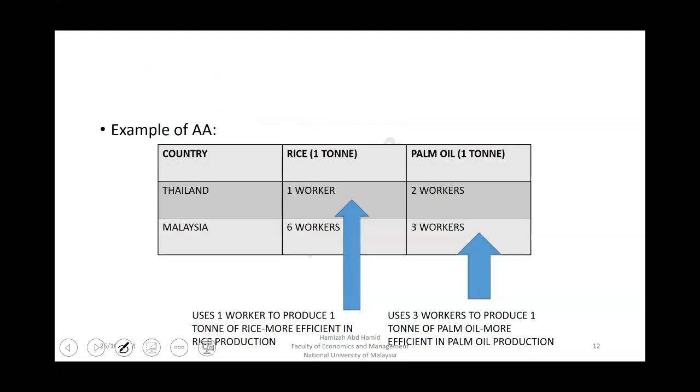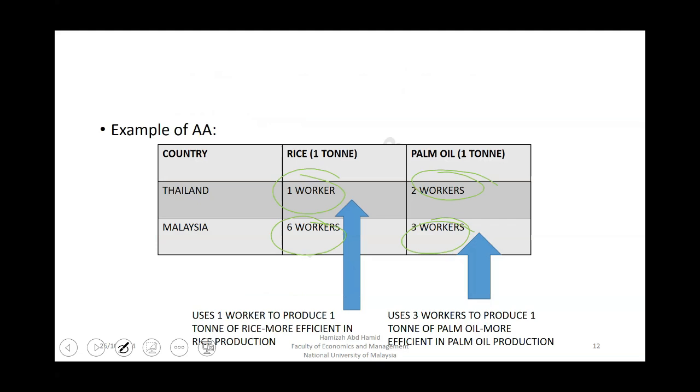For example, we have two countries here, Thailand and Malaysia. Thailand is able to produce 1 ton of rice, 1 ton of palm oil. Malaysia also is able to produce 1 ton of rice and 1 ton of palm oil. But to produce 1 ton of rice, Thailand only needs one worker. To produce 1 ton of palm oil, Thailand will need two workers. But Malaysia will need 6 workers to produce 1 ton of rice. They need 3 workers to produce 1 ton of palm oil.